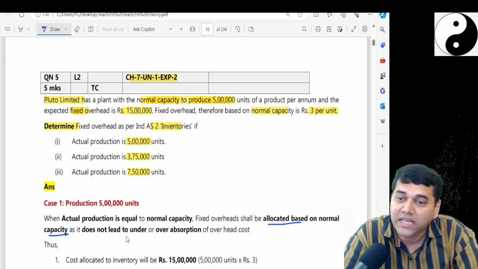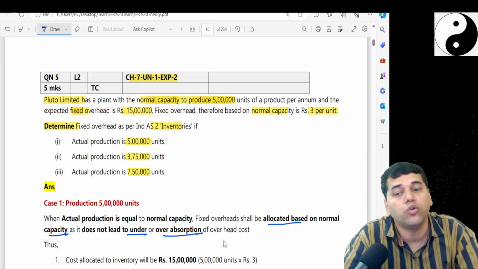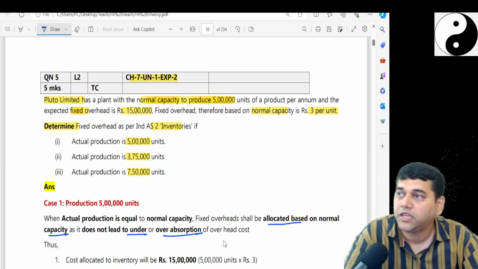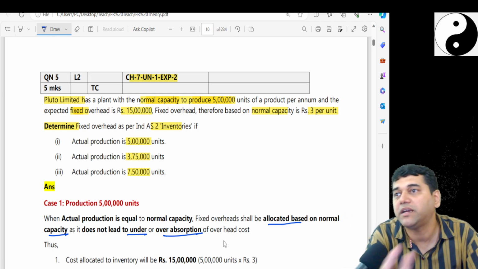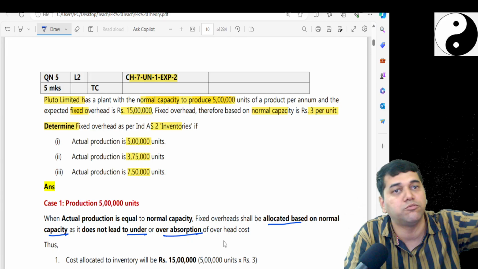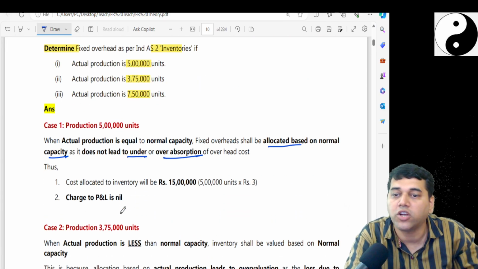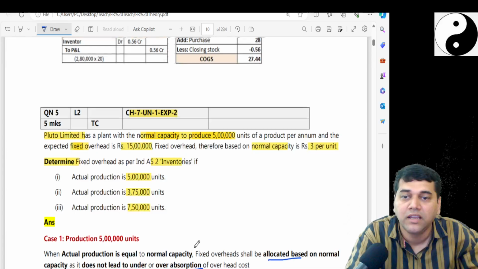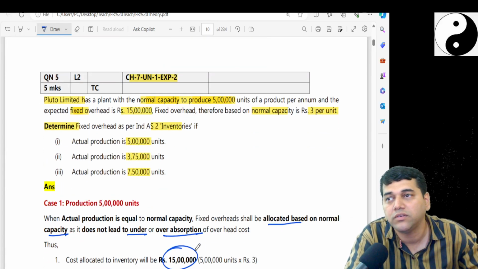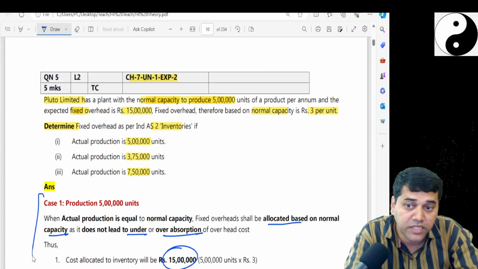Why? So that it does not lead to any under or over absorption. If you follow any other method, it will either be under absorbed or over absorbed. You would have ended up charging more or less. You should go with this. Thus, the cost allocated for the inventory is 15 lakhs. And how much cost will go to the P&L account? Nil. See, this is the presentation in the examination.